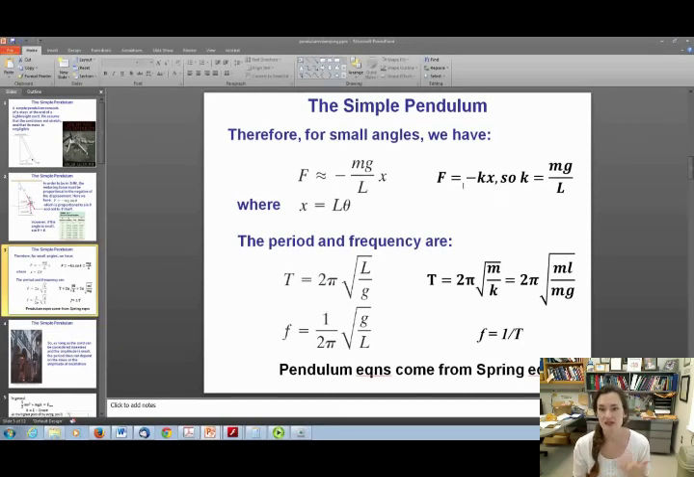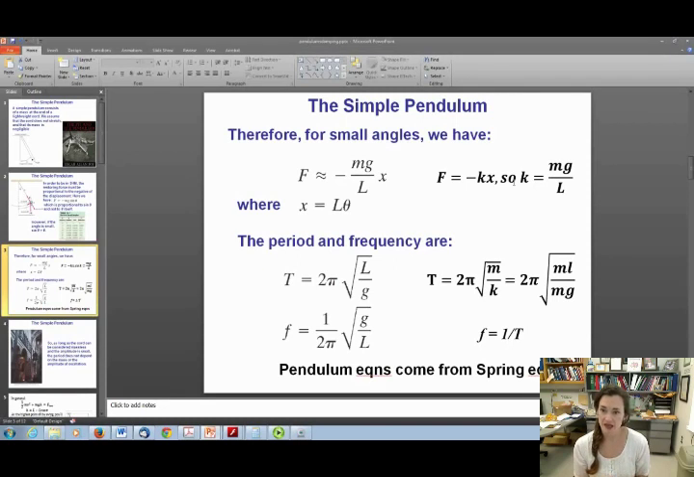Now let's compare that to the stuff in bold on the right-hand side of the slide. Remember that for a spring, the force is equal to minus kx. So if you're trying to make an analogy here, then k is equal to mg over L. Now let's use the equations that we've already figured out for the period and frequency of a mass on a spring, because we know they're both harmonic. So for a spring, the period T is equal to 2 pi times the square root of m over k.